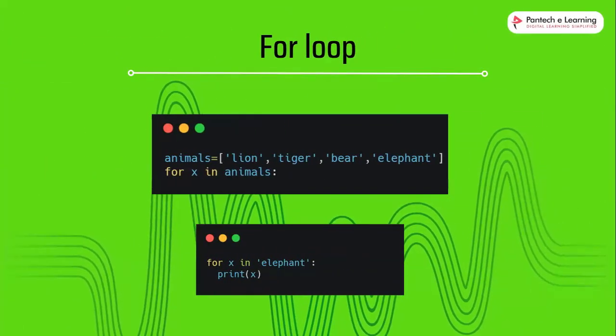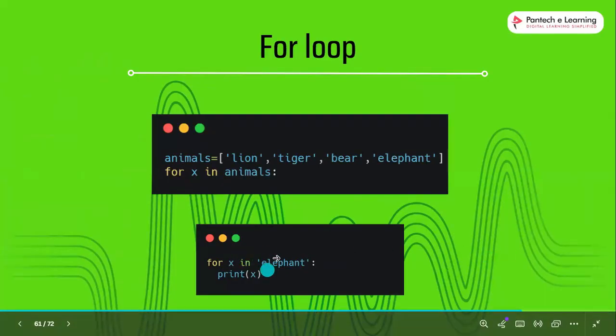So this is an example for my for loop. In this place we can give an elephant, so the elephant's every character will be executed. In this place the animals' names will be executed one by one.